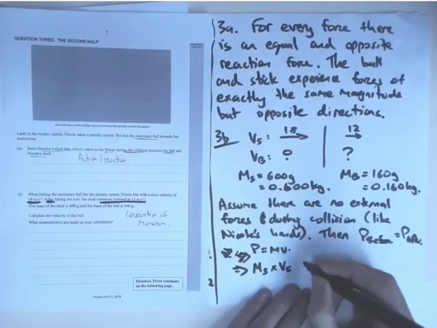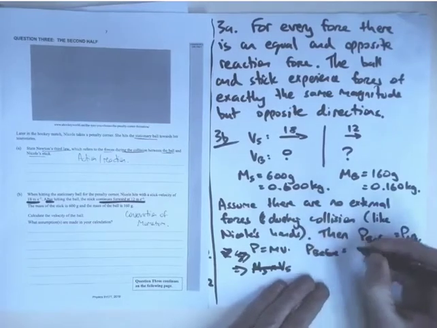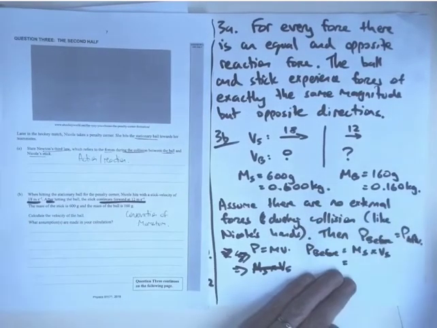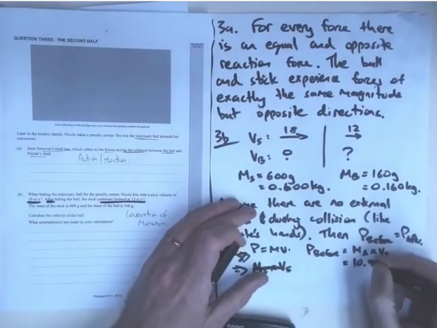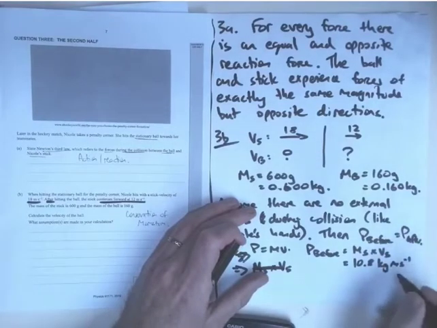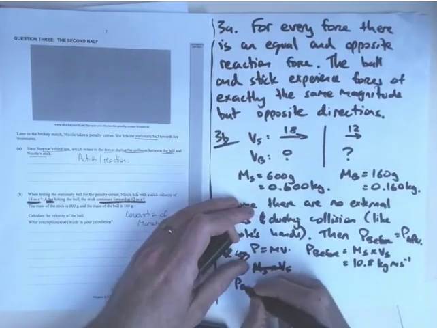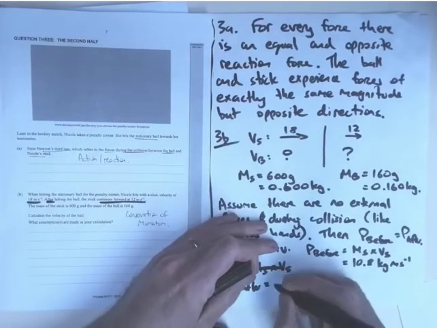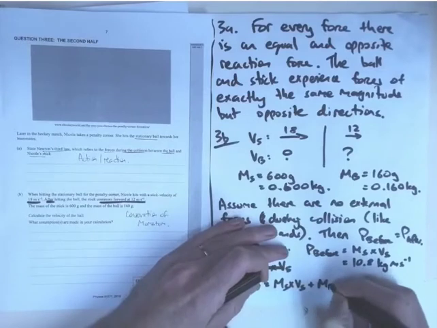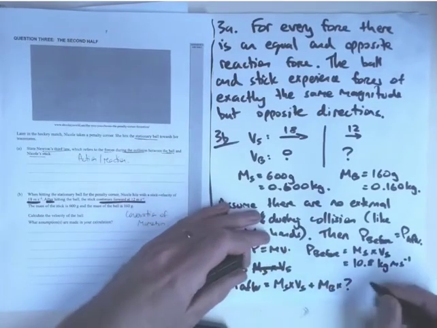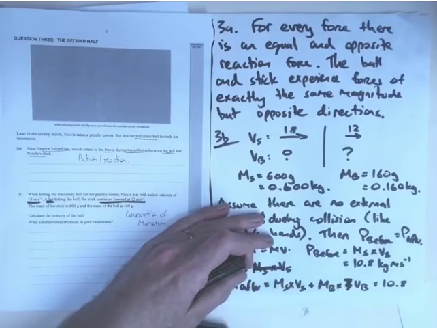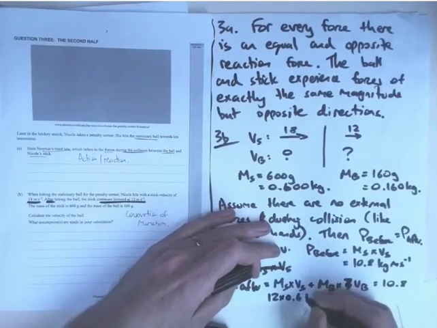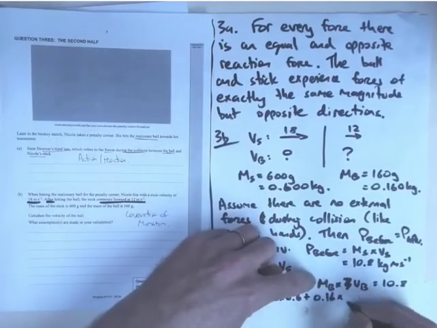So in that case, the momentum before would equal the momentum after. Now momentum equals mass times velocity. That's P equals mv. So the momentum before is the mass of the stick times the velocity of the stick, which gives 10.8 kilogram meters per second. The momentum after, P after, equals the momentum of the stick plus the momentum of the ball. Now the momentum of the stick is 12 times 0.6, and the momentum of the ball is 0.16 times whatever the velocity of the ball is. And between them they have to equal the momentum before, which is 10.8.